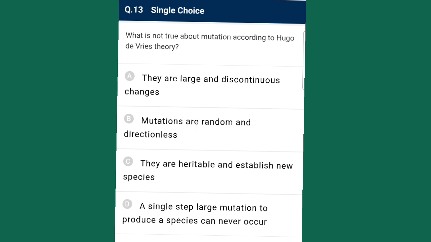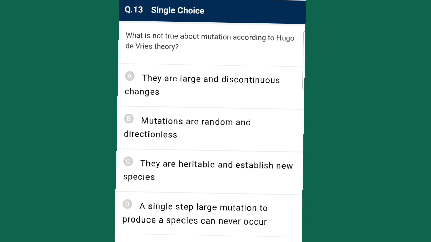Question number 13. What is not true about mutation according to Hugo de Vries' theory? A single step large mutation to produce a species can never occur. Hugo de Vries, based on his work on evening primrose, brought forth the idea of mutations. Large differences arising suddenly in a population, he believed that it is mutation that causes evolution and not the minor variations that Darwin talked about.